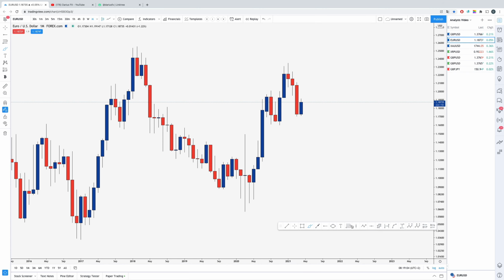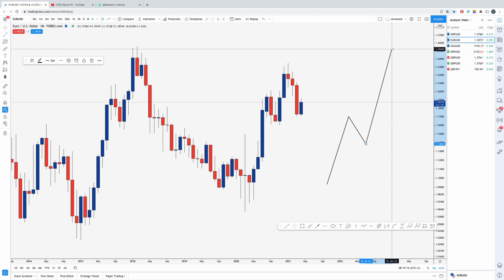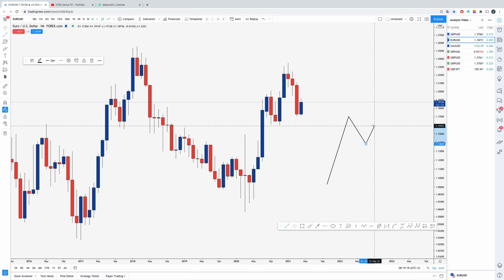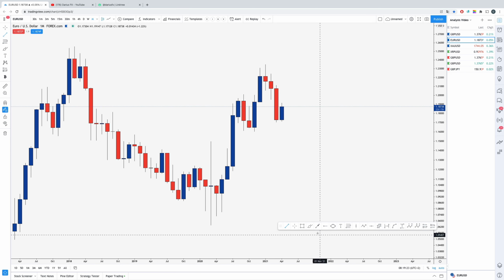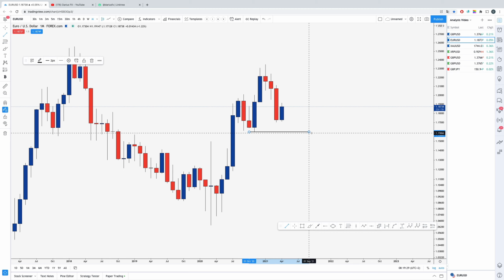For everybody who doesn't know this kind of pattern, it is simply an impulse, correction and impulse pattern. So we got an impulse followed by a correction. Afterwards, what you expect is that the market will continue to move higher, or at least give you a retracement. And this is what the market is currently giving us. As long as we are above this level, the EURUSD is bullish.